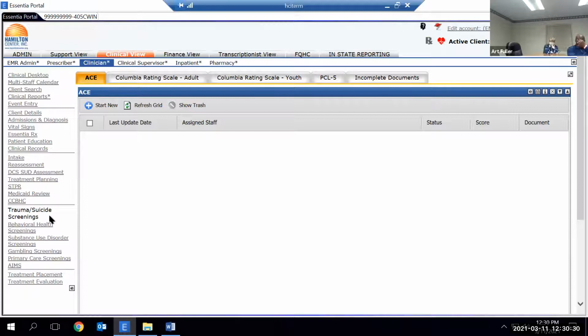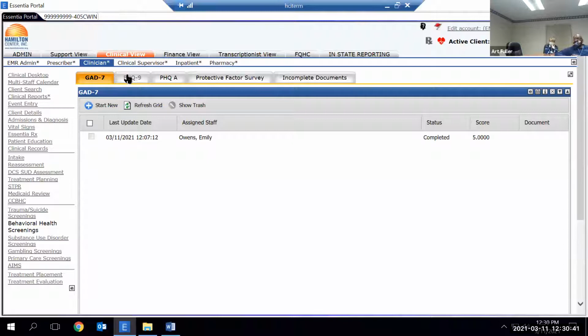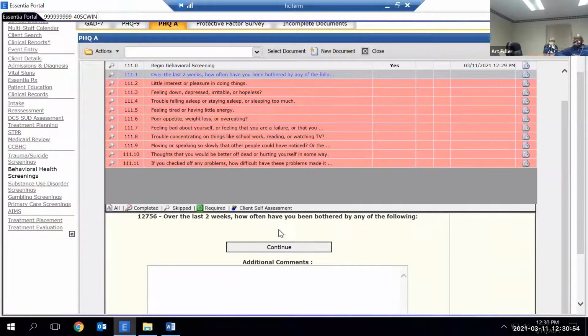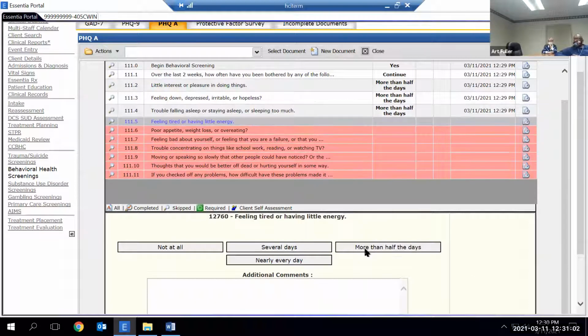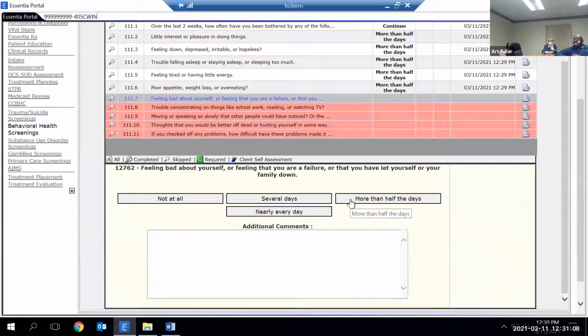So those are the screenings that we wanted to go over today. So to review, we have the Columbia, we have the GAD, the PHQ. I do want to point out that if you're seeing adolescents, the PHQ-A would be that screen that you would want to use versus PHQ-9. It's just worded a little bit differently. Again, it's the past 2 weeks, and it goes down about all these indicators. I think there was one question that's a little bit different.